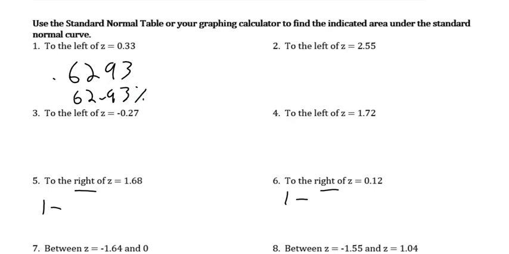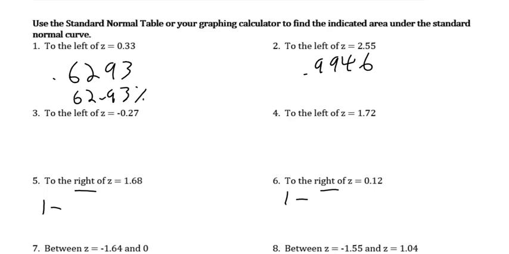Left of 2.55, still on the positive side. Remember, go down to 2.5 and go over 6 columns, because that's 0, 1, 2, 3, 4, 5. And you're going to get 0.9946.